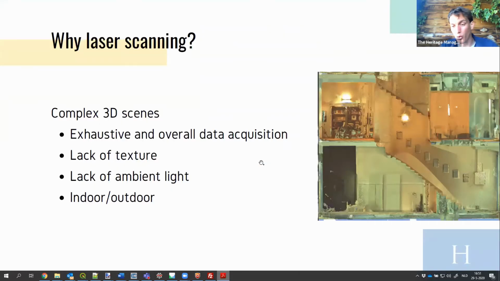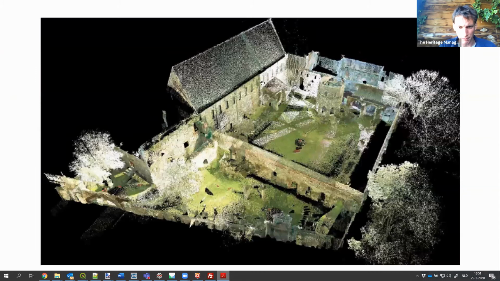But still, indoor and outdoor environments can be modeled using laser scanning. So here is another example of the St. Bavo's Abbey in Ghent, multiple laser scannings that are merged into one coherent point cloud, where you have a large coverage of your historical artifact.